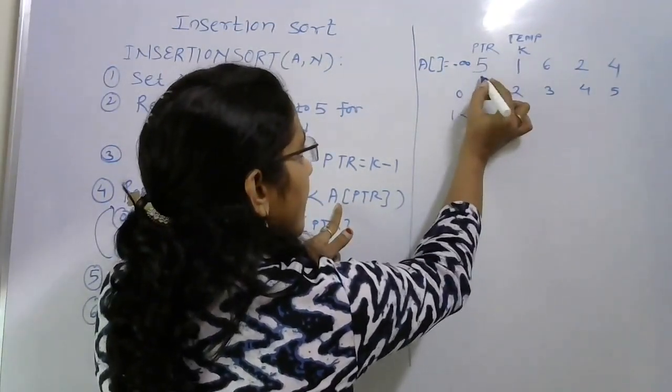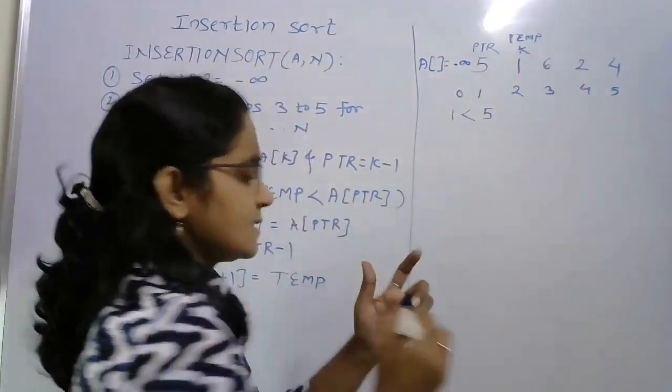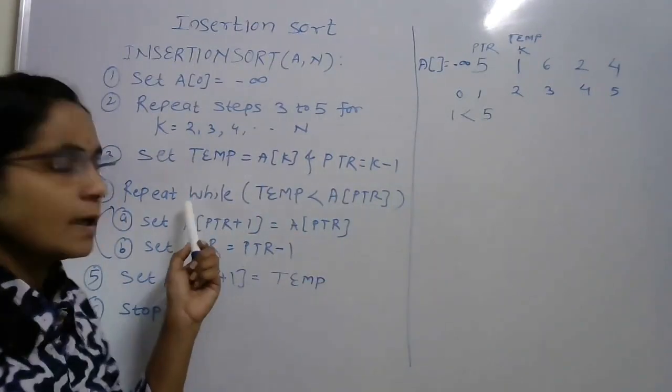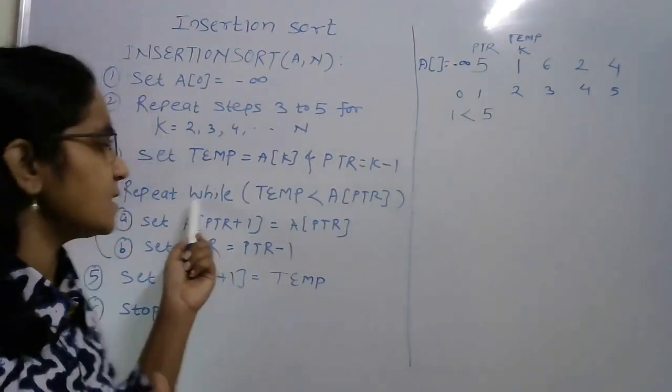What is the value of A of PTR? That is a 5. Yes, the condition is true. 1 is less than 5. So the control enters into the loop.